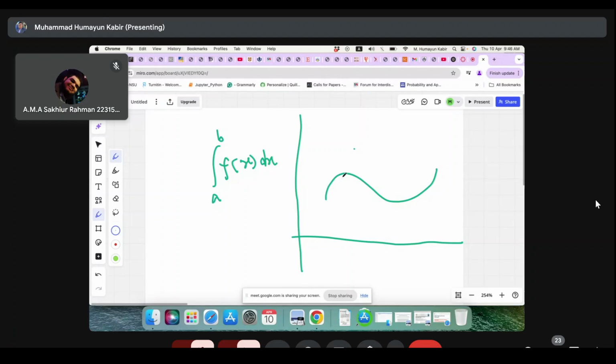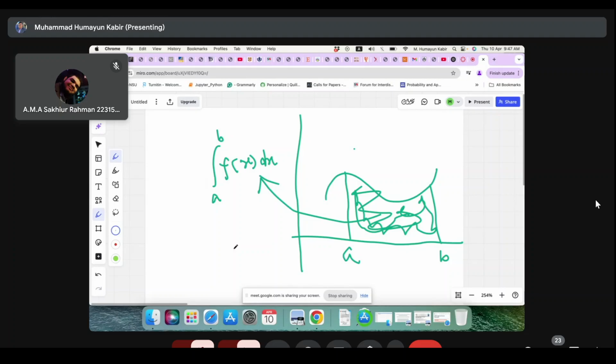Yes, bounded. That is very important. You must have this one, x equal to a and x equal to b. These are parallel to the y-axis, and the upper boundary is the function y equal to f of x, and the lower boundary is the x-axis itself. Then this portion, the area of this one is given by this integral. Okay? But this is not our concern.